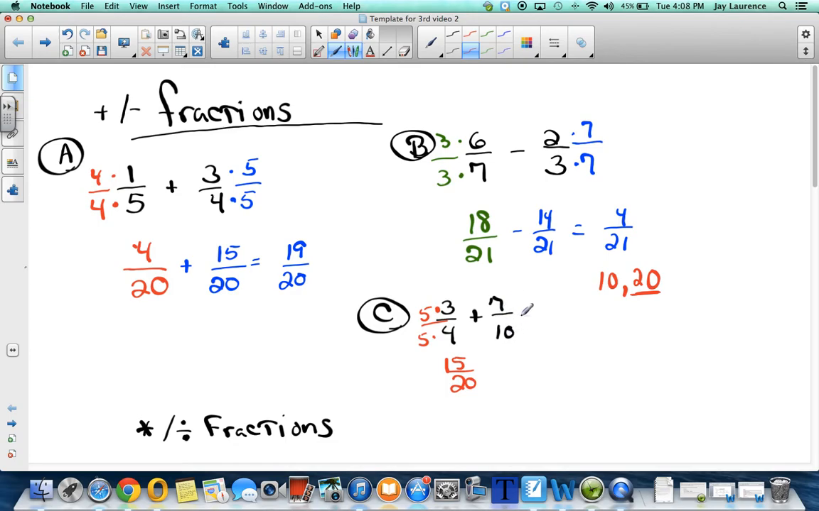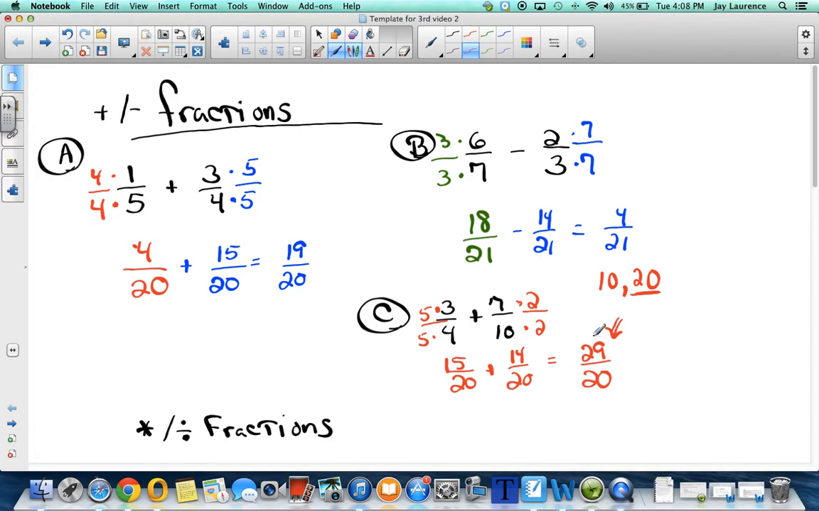Now over here on the 7/10, I'm going to multiply by 2 over 2, and that'll get me 14/20. How many 20ths do I have? Well, I have 29/20. By the way, this is an acceptable answer as long as it's simplified. That improper fraction is simplified.